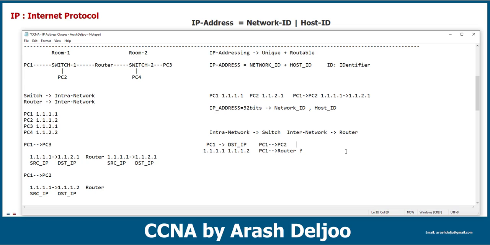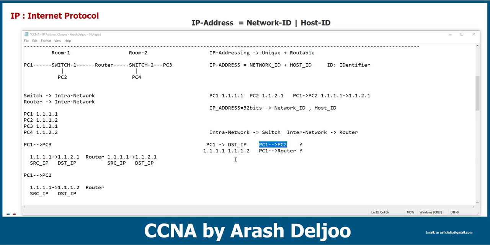Here we have a question. We need the information about the network ID to find the answer to this question. If PC1 knows which part of these addresses is the network ID, PC1 can compare the network ID of its IP address and the destination IP address and find the answer: whether the traffic should be forwarded directly to PC2 through a switch, for example, or forwarded to the router, and after that forwarded to the destination.